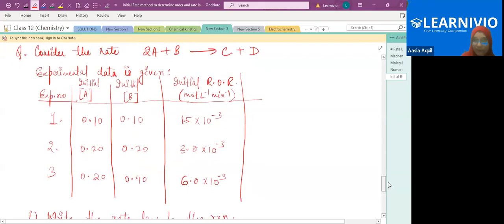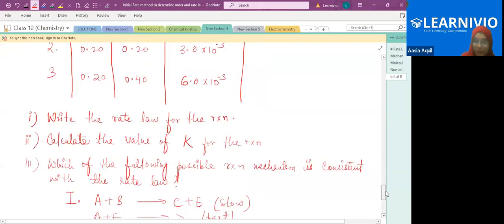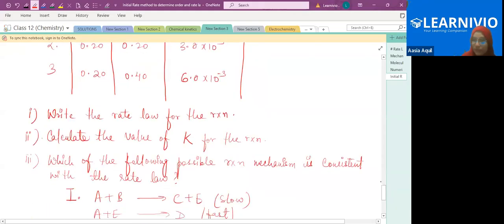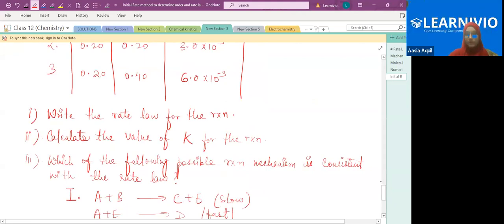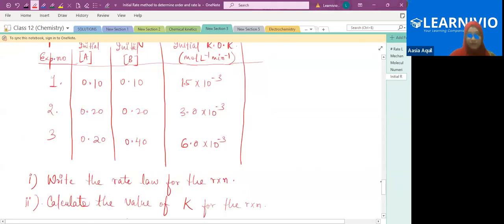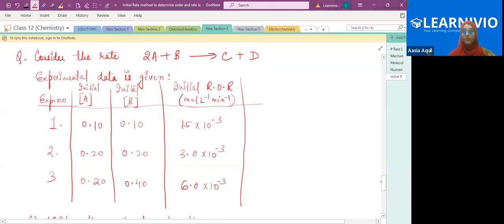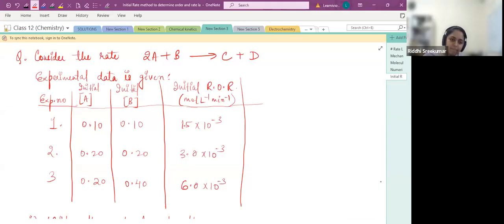Experimental data is given, right? And you have to write down the rate law. First two questions, just do it by yourself. Very simple. It's just similar to the previous question.